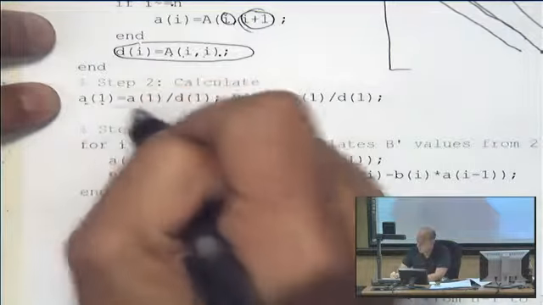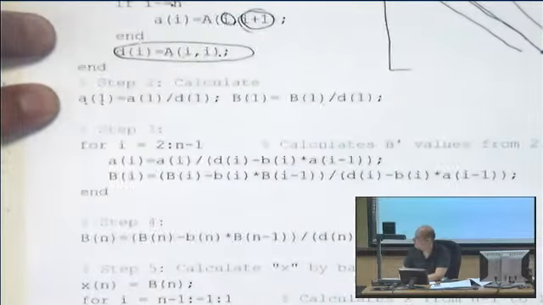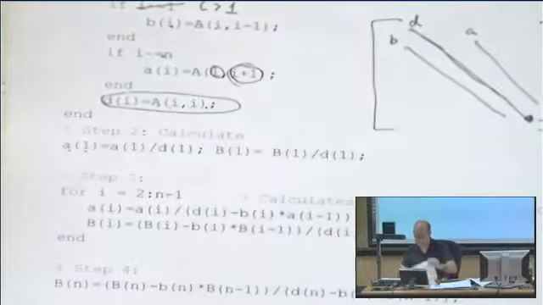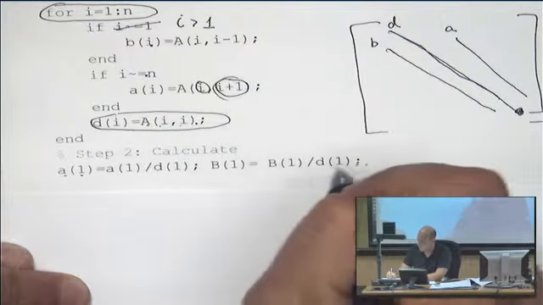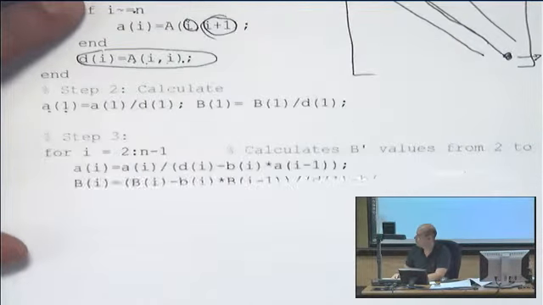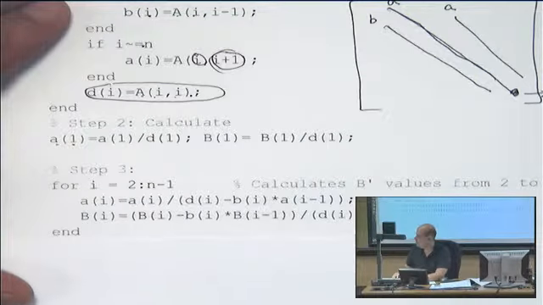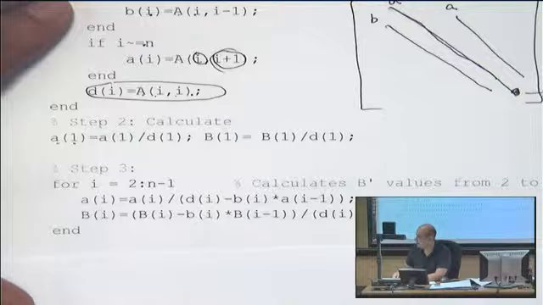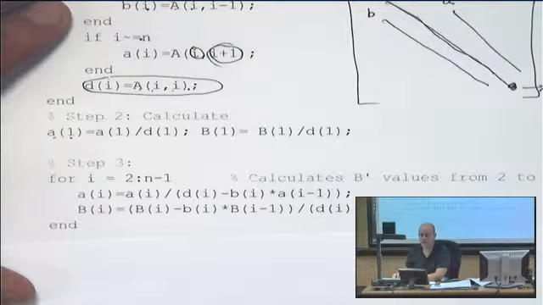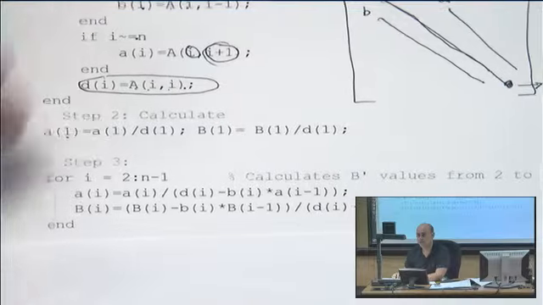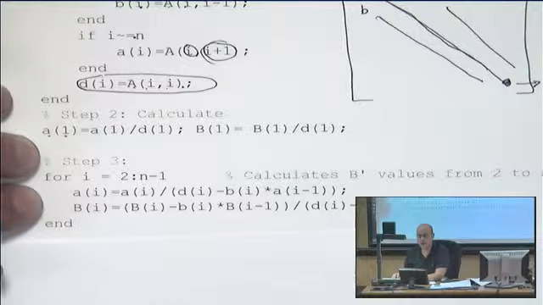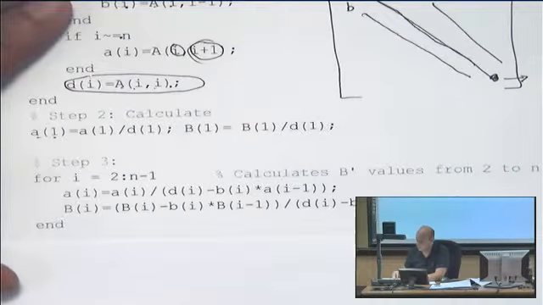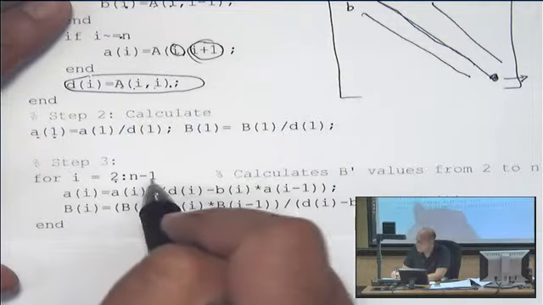Step 2, we just follow the algorithm step by step. A of 1 is equal to A of 1 divided by D of 1. And ignore all this. And capital B of 1 is equal to B of 1 divided by D of 1. If you're struggling with this, I would recommend watching this part of the video a couple times, and then take this exact code and type it up in Matlab and make sure you understand line by line what it's doing and why it's doing that. Step 3, for i is equal to 2 to n minus 1.